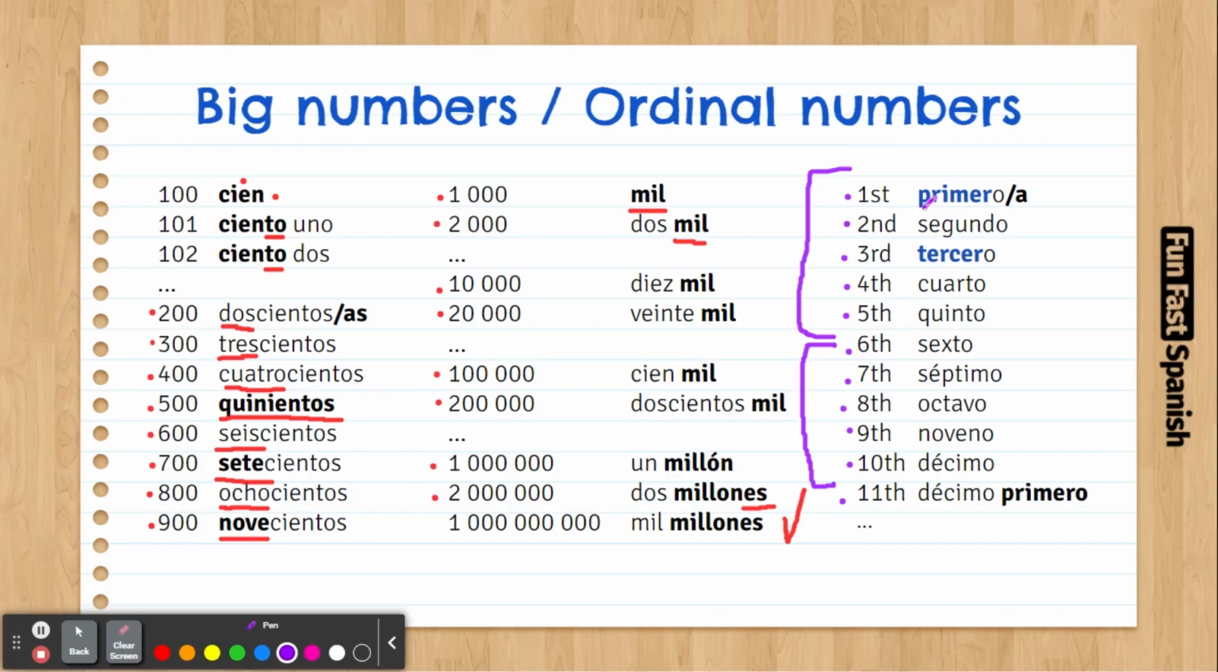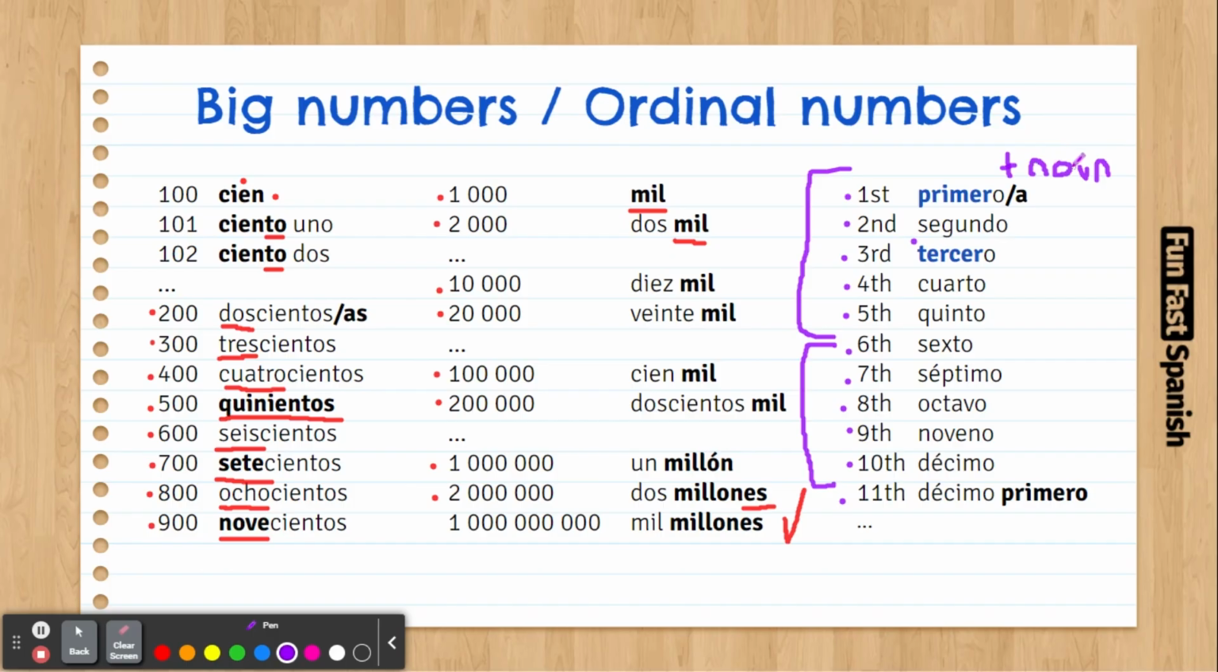Why is it blue here? For first and third, when we add a noun, and if the noun is masculine, we are just going to say primer or tercer. Let's say perro. Perro is masculine singular. So my first dog: mi primer perro. Mi segundo perro, mi tercer perro, mi cuarto perro, mi quinto perro, mi sexto perro, mi séptimo perro, mi octavo perro. The rest is normal. It's just for first and third.